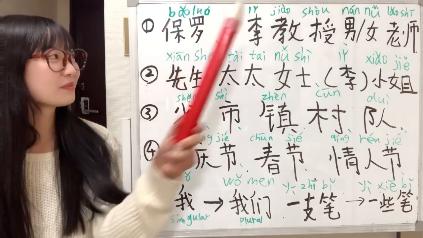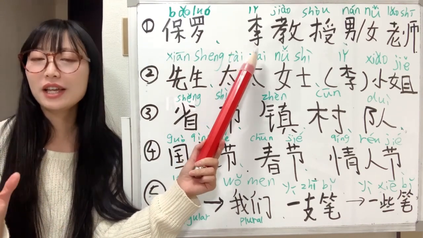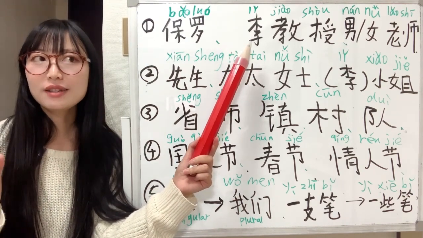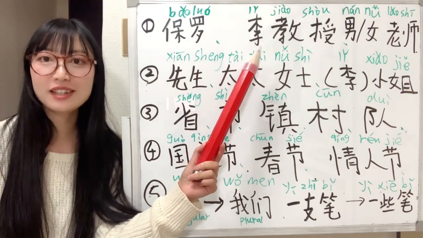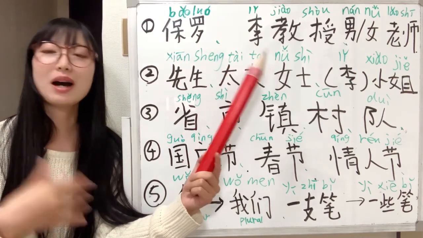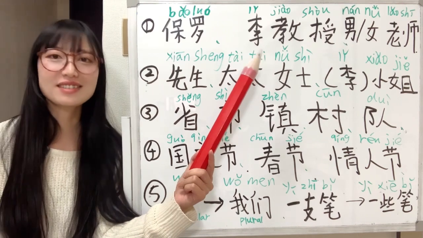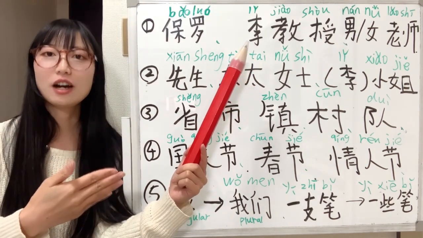Okay. And the second thing you need to know about the name: in Chinese, we always put the family name at the beginning of the name. Like Li, Wang, Zhang. That's the family name. So the family name is always at the beginning of the name.